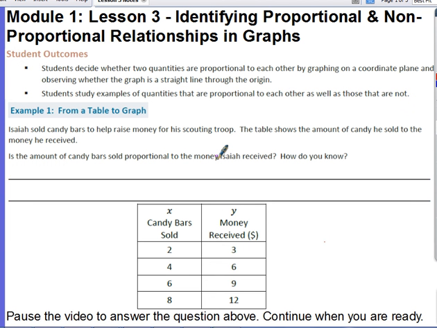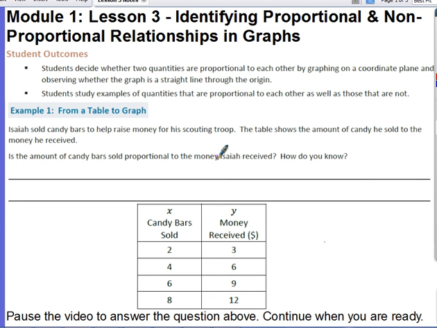Today's lesson is Module 1, Lesson 3, Identifying Proportional and Non-Proportional Relationships in Graphs. Your outcomes for today are students decide whether two quantities are proportional to each other by graphing on a coordinate plane and observing whether the graph is a straight line through the origin. Students study examples of quantities that are proportional to each other as well as those that are not.